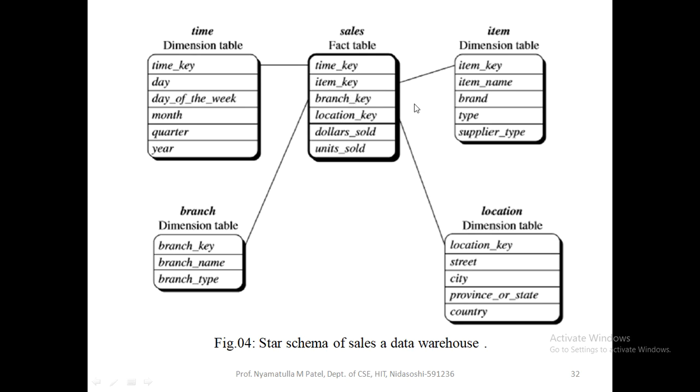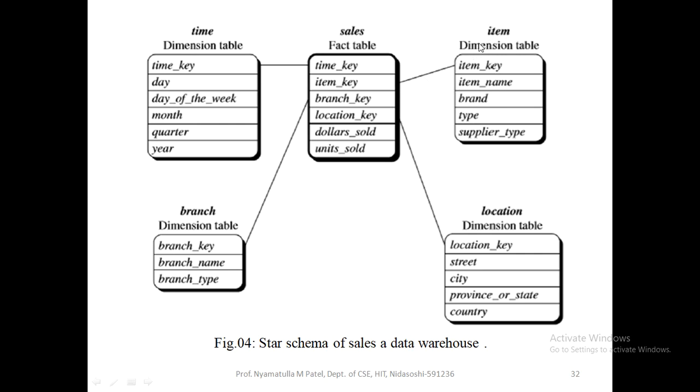The fact table contains keys, for example item key, time key, branch key, location key, dollars sold and units sold. Then there is a set of smaller attendant tables called dimension tables. These are the smaller attendant tables, one for each dimension. For every dimension there will be one table, and that table is called a dimension table.